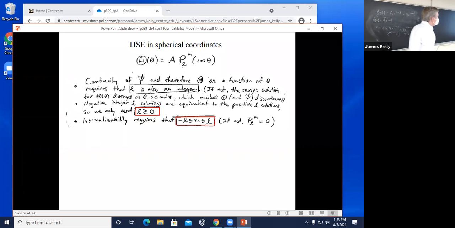The restriction to those L values then affects what M values can be used. We already said M has to be some integer, but now we find out that your function won't be normalizable unless m is between minus L and L, including minus L and L. Otherwise, we'll find out that the function actually is identically 0 and it's not normalizable at all. I didn't show any of those details. It comes out of the series solution.